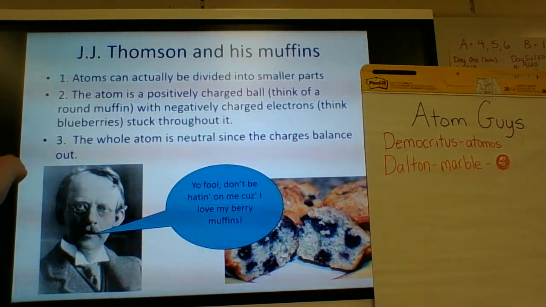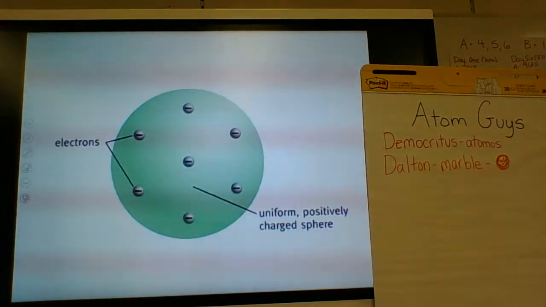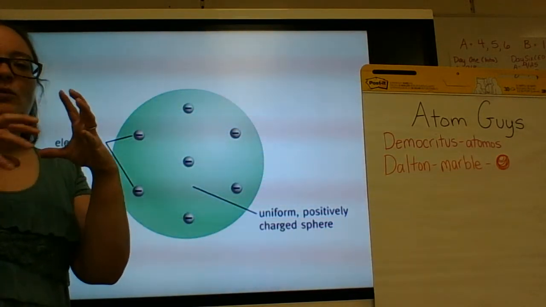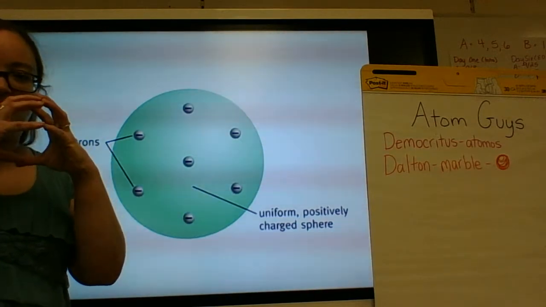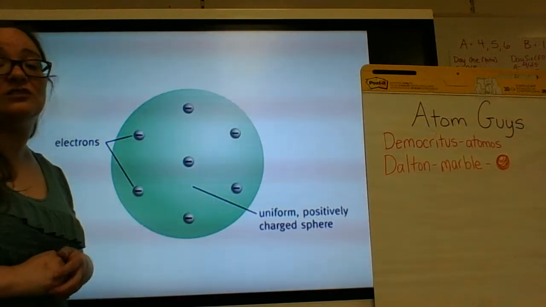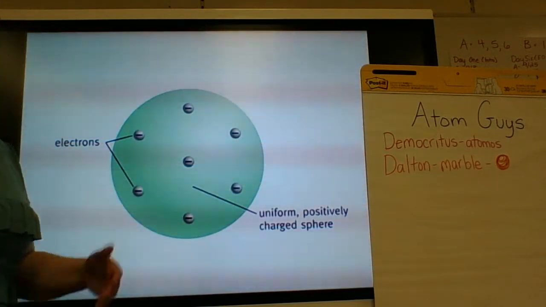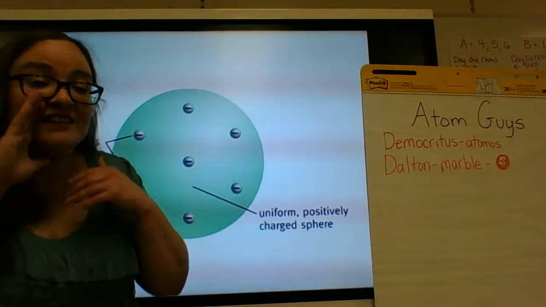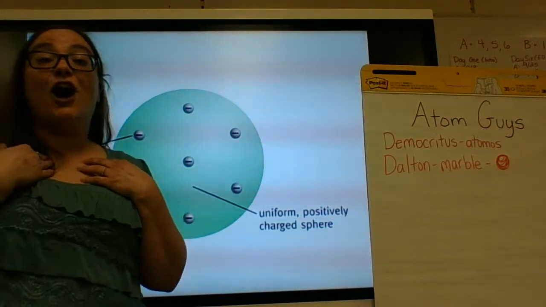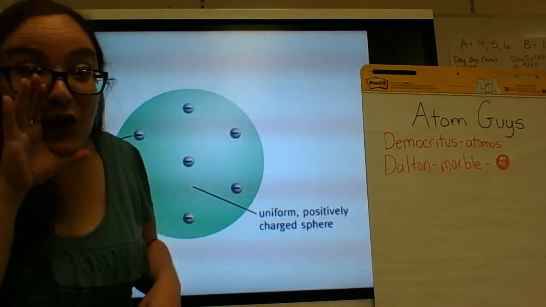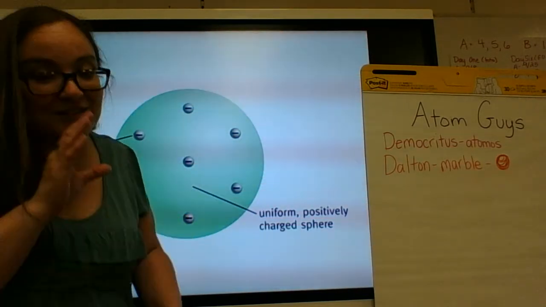Muffins. So his model looks like a perfectly round blueberry muffin, where the cake part is the positively charged part and the little blueberries inside are the negatively charged electrons. So when I say Thomson, you say muffins. Thomson, muffins. Dalton, marble. Democritus, atomos.